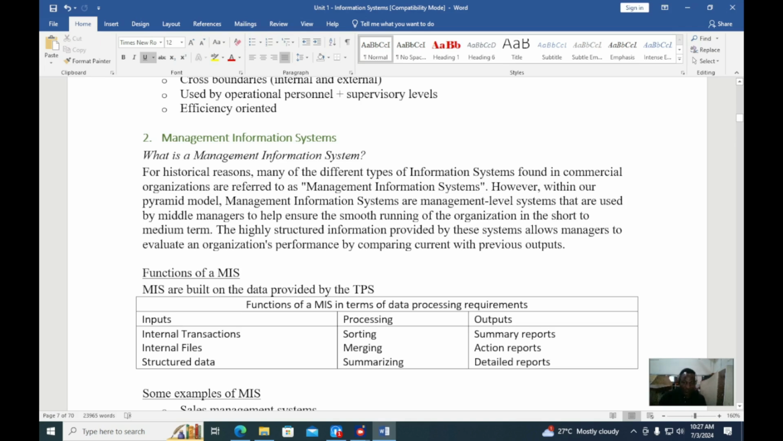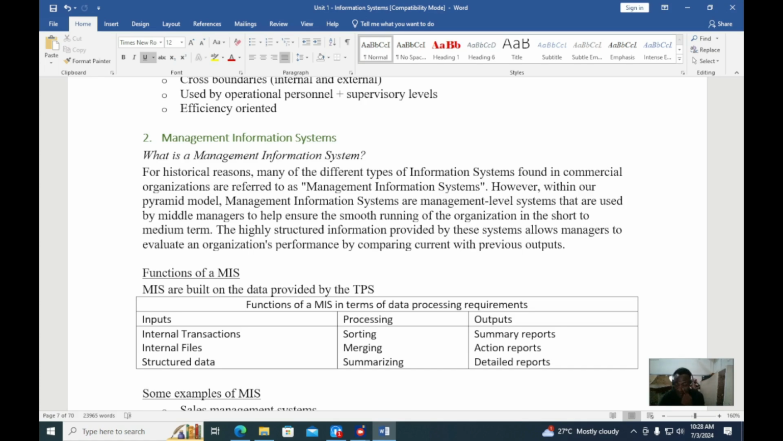Okay, but it is found in commercial organizations. So within our pyramid model, the management information systems are actually management level systems that are normally used by the middle managers. The reason we have them is to make sure that we have smooth running of the organization in the short to medium term.